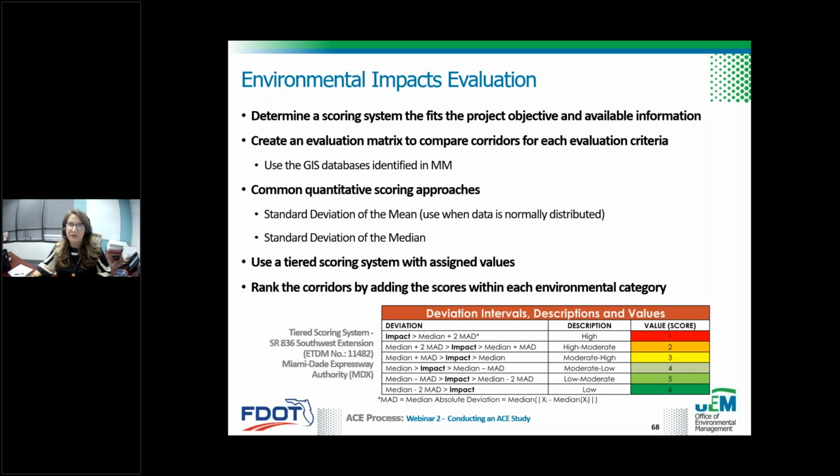So for example, looking at the impacts that were greater than the median plus 2 times the median absolute deviation, a value of 1 was assigned, representing a high impact category. Notice the color red with that high impact category, representing the worst alternative corridor for that particular criteria. On the flip side, where the impacts were less than that same amount, a value of 6 was assigned representing a low impact. Notice green was used to represent the best alternative for that category. And the other remaining 4 categories were used to represent 2 through 5, which were high, moderate, moderate, high, moderate, low, and low, moderate.